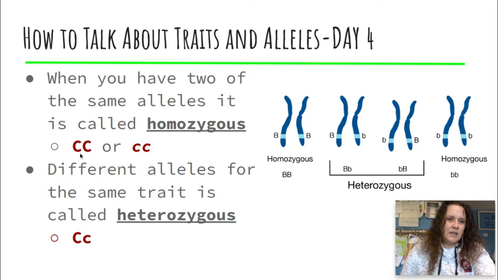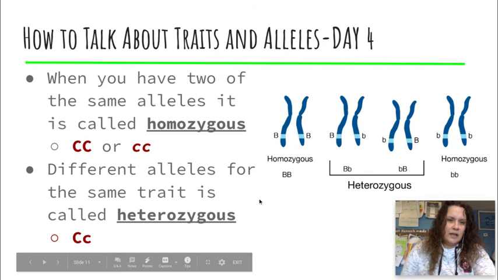Big C would represent that both got the dominant trait from their mom and their dad, and since they're both capital letters, it's homozygous. So we would describe this one as being homozygous dominant. Two little c's, we would describe as homozygous because they're the same size letter, but they are homozygous recessive.